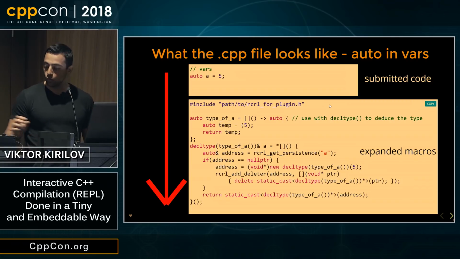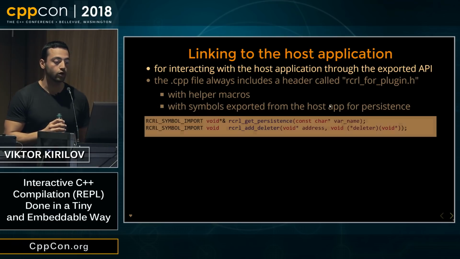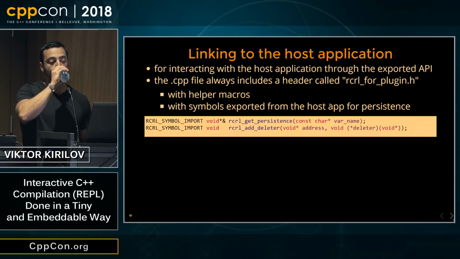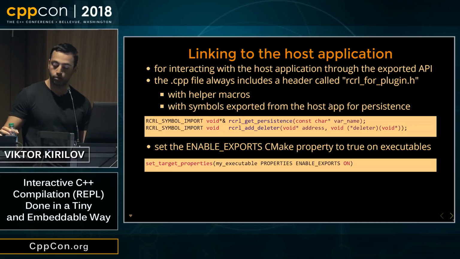So why are we linking to the host application? Well, most of all to interact with the application itself through the exported API. And also, because the source file always includes this helper little plugin, which has some helper macros. And it also has these two symbols which are exported from the host application for the persistence of the variables and registering their deleters. In CMake, if you want to actually link to an executable, you'll have to set this property in CMake to on.